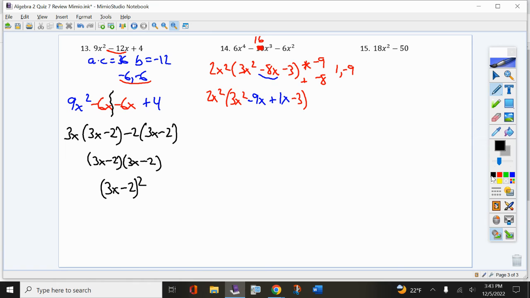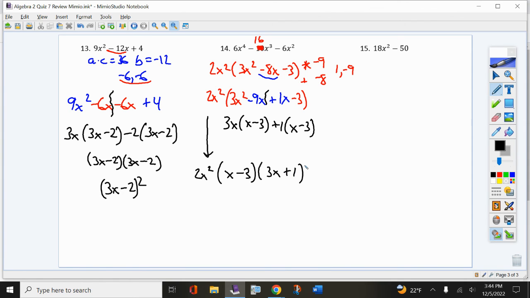I'm going to factor by grouping again. Still keeping this 2x squared. So factoring this part, I can take out 3x and leave x minus 3. The only thing that goes into plus 1x minus 3 is plus 1, and that will leave x minus 3. So when I regroup this, I'll have x minus 3 and 3x plus 1.